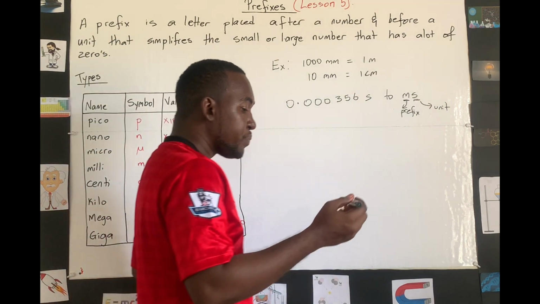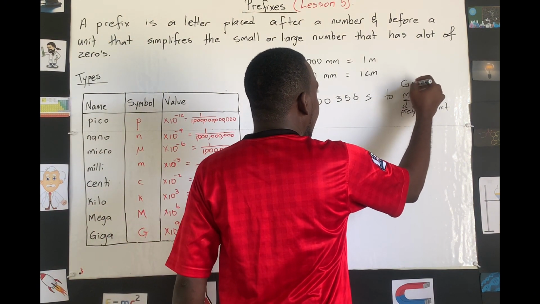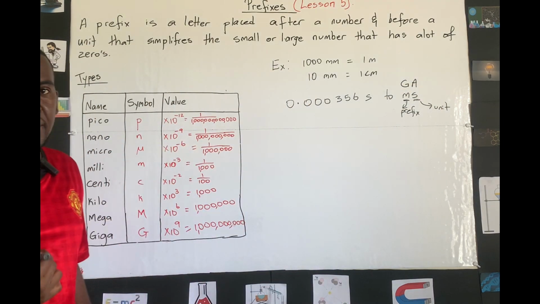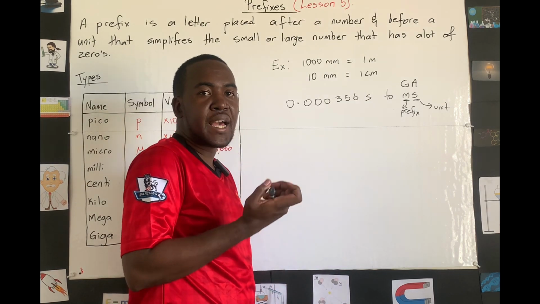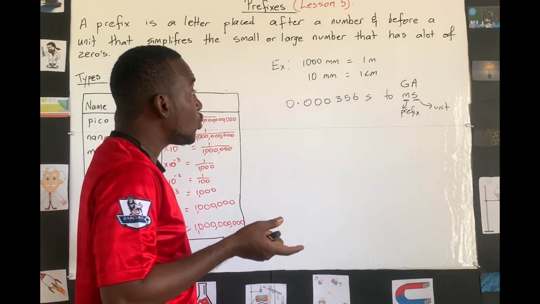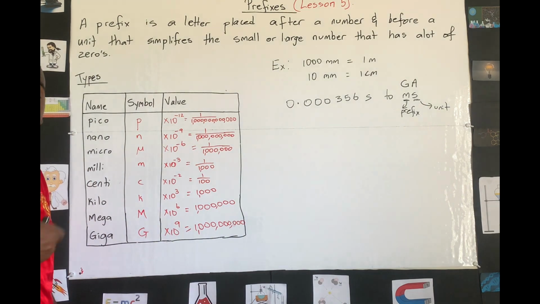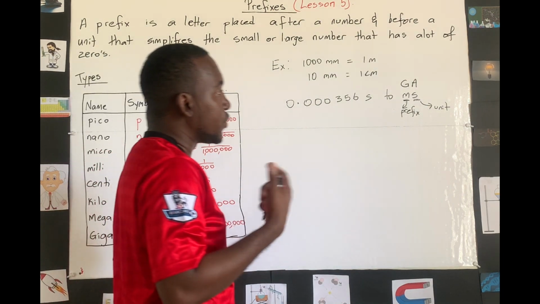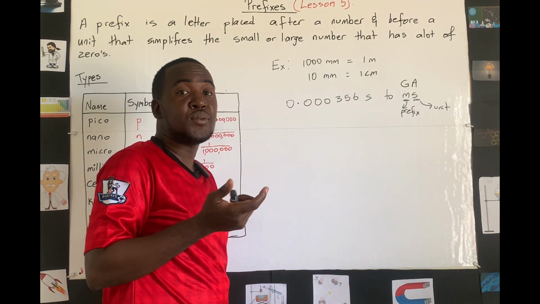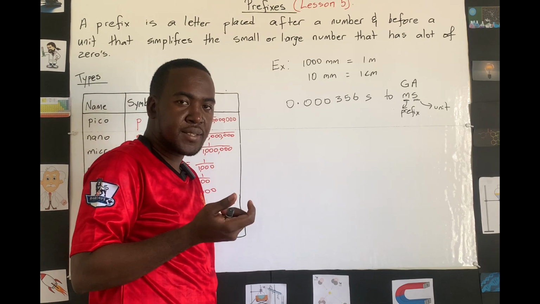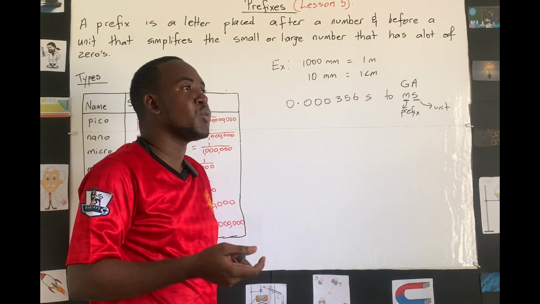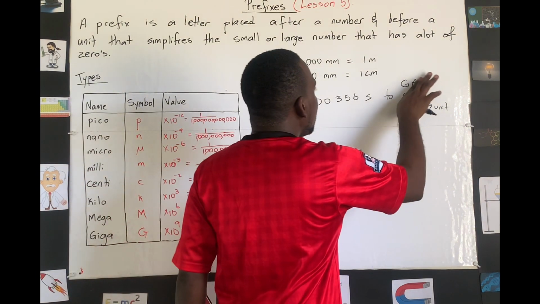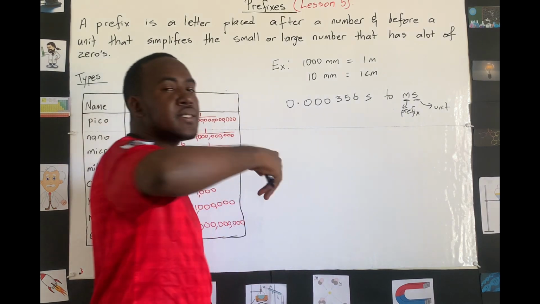Now if it was gigaamperes, same thing. No unit has two capital letters. No prefix has two capital letters. So therefore, the first one is the prefix, sorry, the second one would be the unit. So that's how you know the difference between units and prefix.